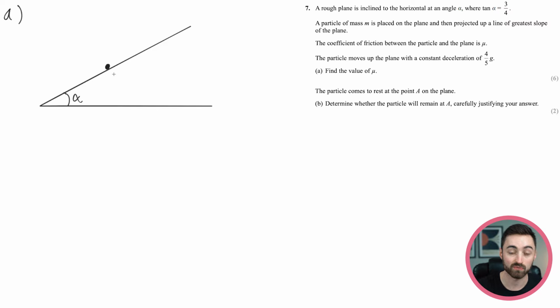And then what are the forces acting on this particle, okay? So what are we always thinking? We're thinking weight always acts downwards, straight down towards the earth. It doesn't matter that you're inclined, you're going down towards the earth. Weight is equal to mass times gravity, and mass in this case is m, so mg.